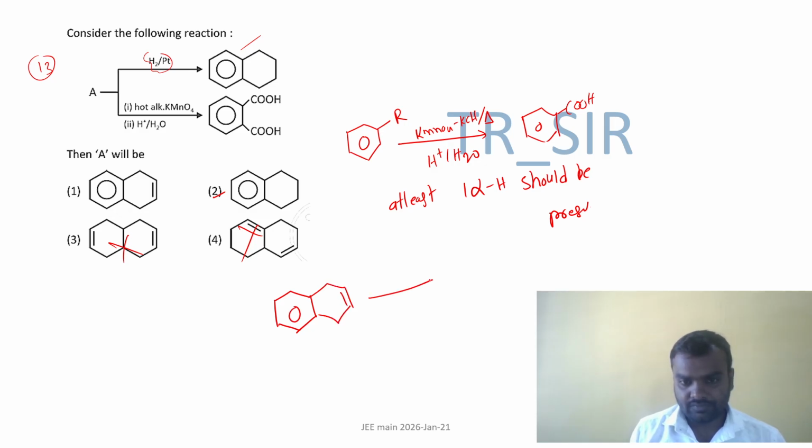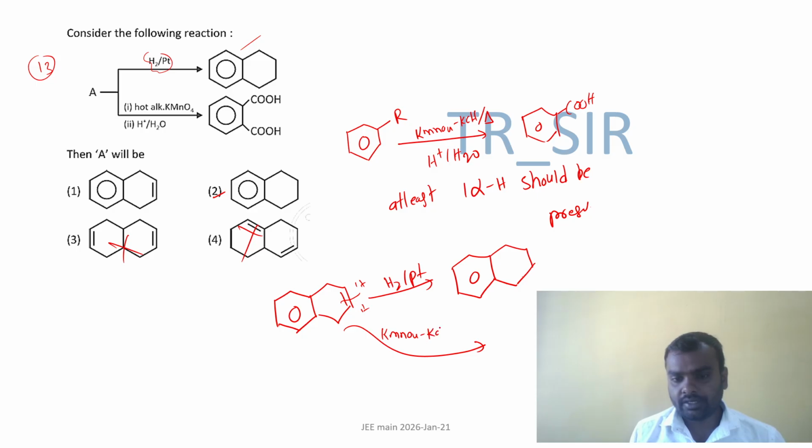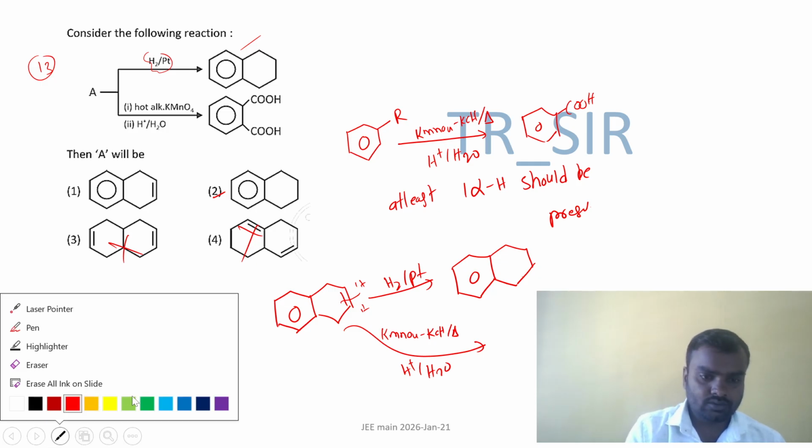This I've taken. If I treat with H2/platinum, only one mole we have to take. This one is done, so this cancels out. Break this pi bond, add H, H. Now if you treat with KMnO4, KOH, heat, then hydrolysis, this full part is converting into a carboxylic acid group.